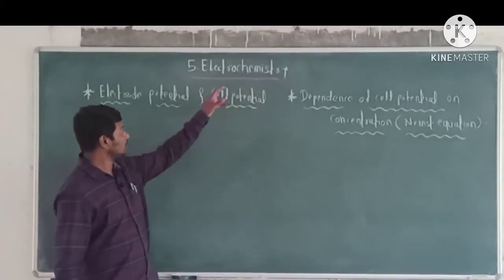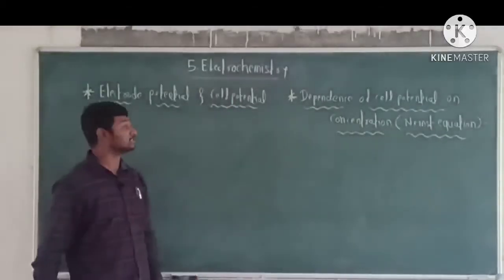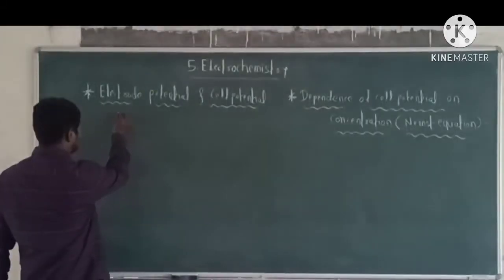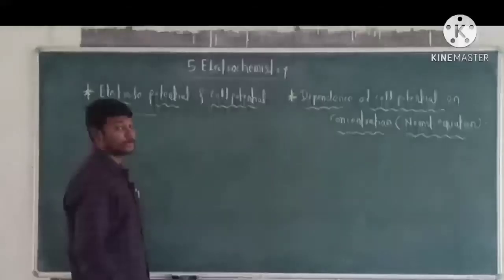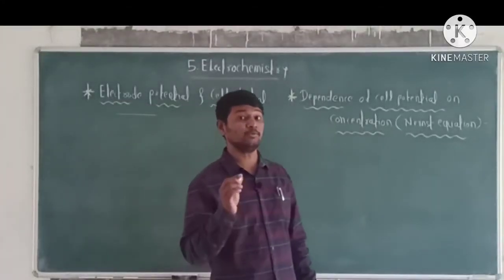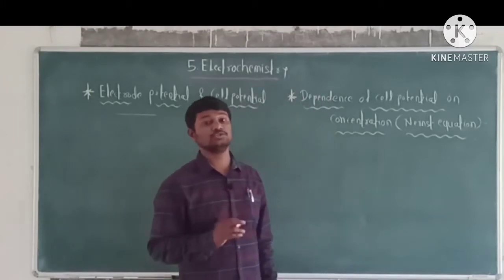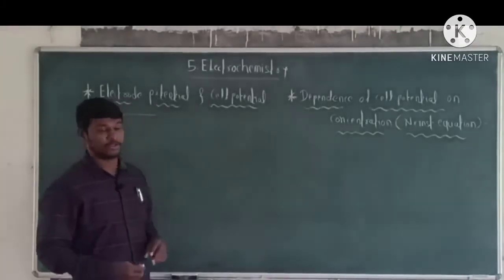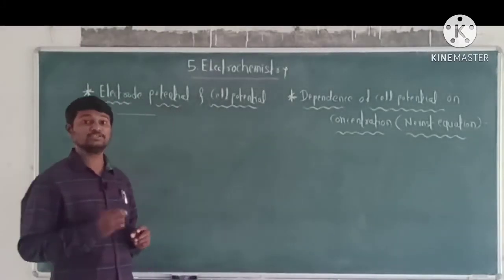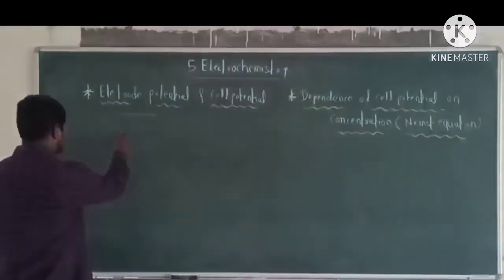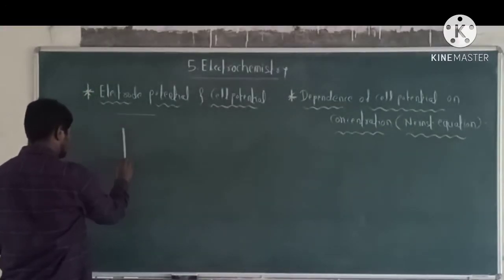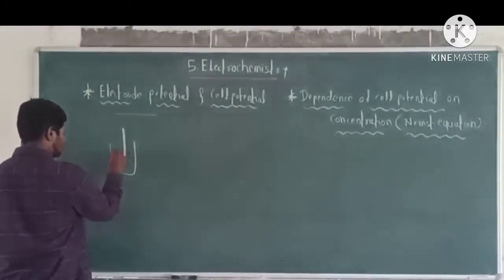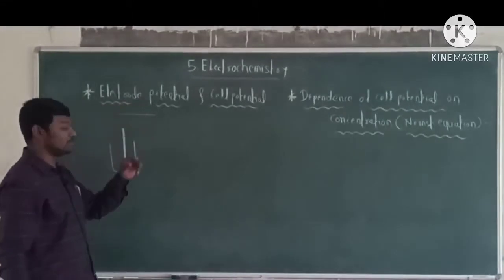The next point of Chapter 5, that is electrochemistry, is the electrode potential and cell potential. First, electrode potential. Electrode potential is the difference of electrical potential between the metal and the solution around it under the equilibrium condition. The electrode potential is the difference of electric potential between the metal electrode and the solution around it.